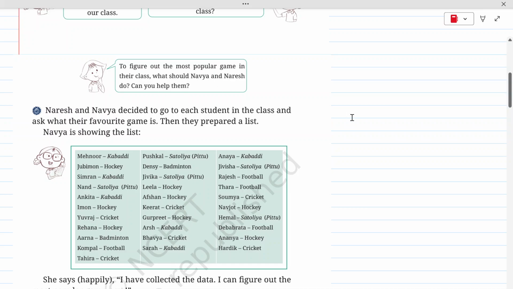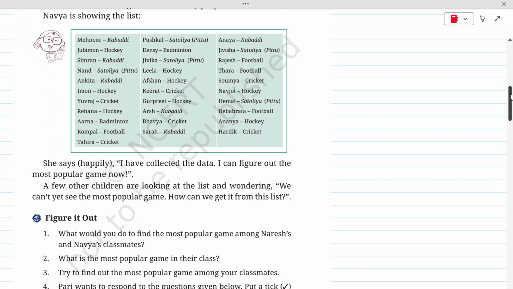So what they have done here is, Navya and Naresh decided to go to each student in the class and ask their favorite games, and then they prepared a list which is given to us. On the basis of that they have come out with this list which contains the name of the kid and the game they like the most, their favorite game. So here Navya says happily, I have collected the data and I can figure out the most popular game now. A few other children are looking at the list and wondering, we cannot see yet the most popular game. How can we get it from the list?